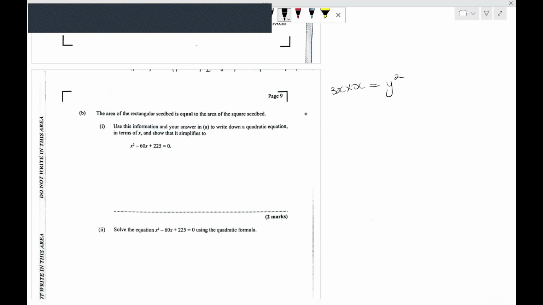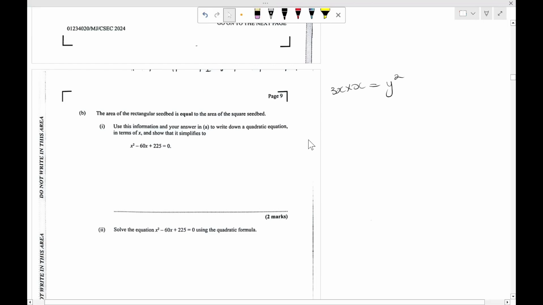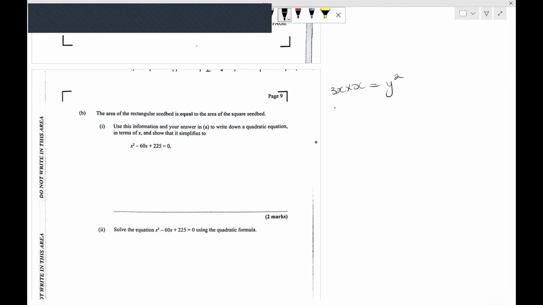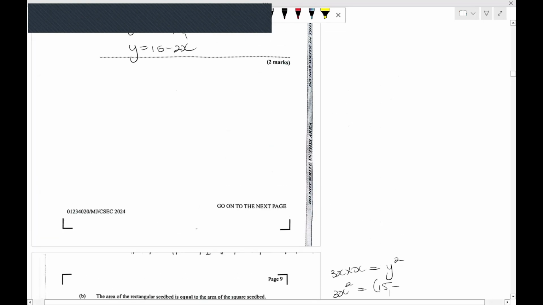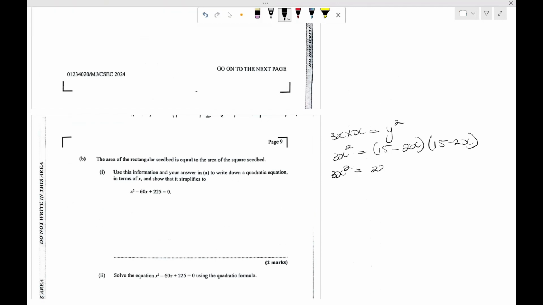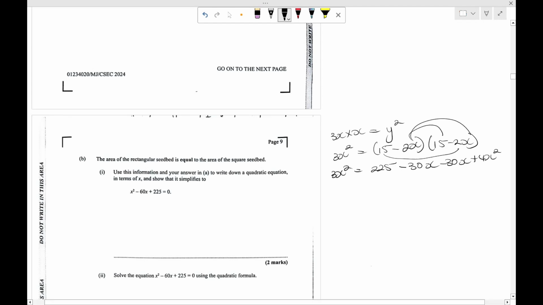Now, the information in part A tells us that the value of y is equal to 15 minus 2x. So we're going to substitute that into this equation, right? So 3x squared is equal to 15 minus 2x multiplied by 15 minus 2x, because we're squaring it, right? So now let's expand those brackets. 3x squared is equal to 15 by 15 is 225. 15 multiplied by negative 2x is negative 30x. Again, 15 by negative 2x, minus 30x. And then we have last, negative 2x by negative 2x, that'll be positive 4x squared, right?